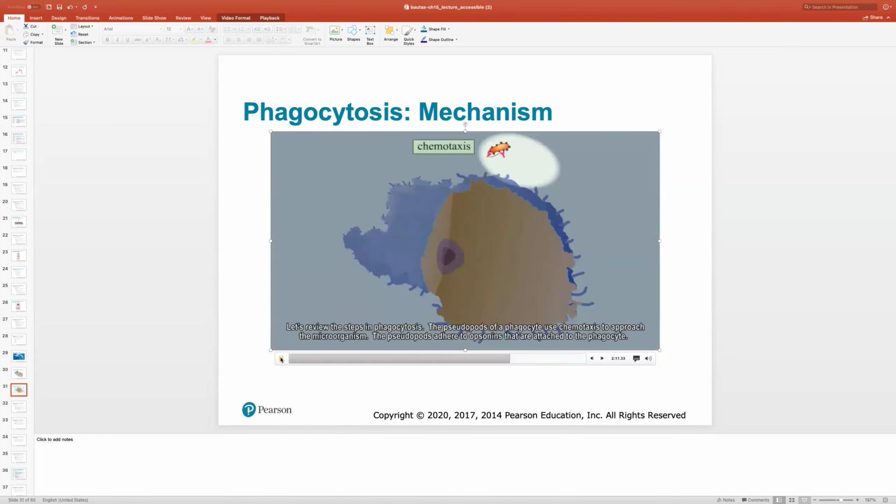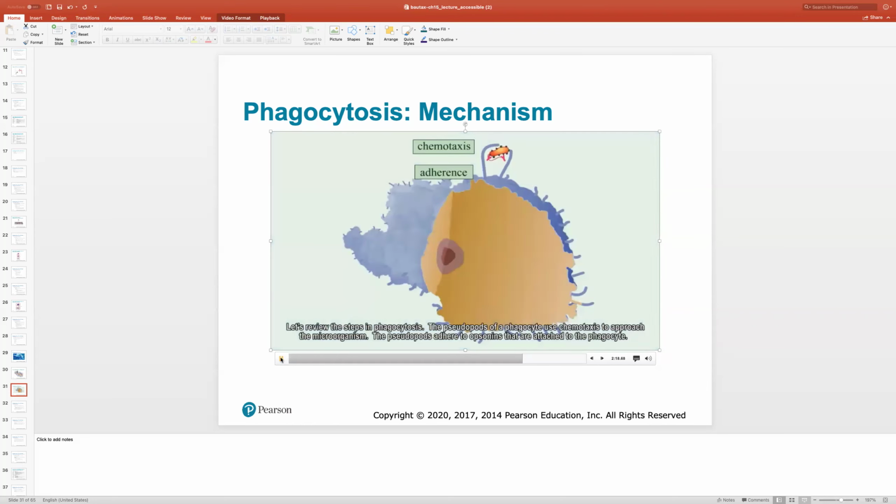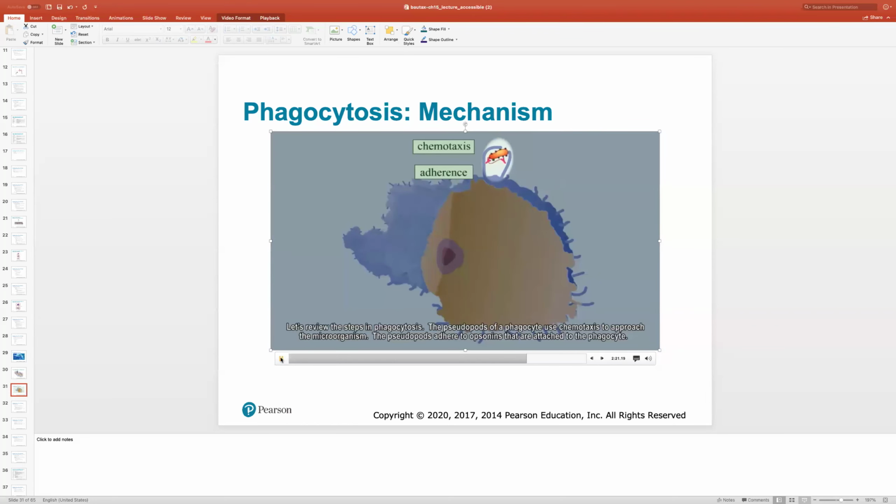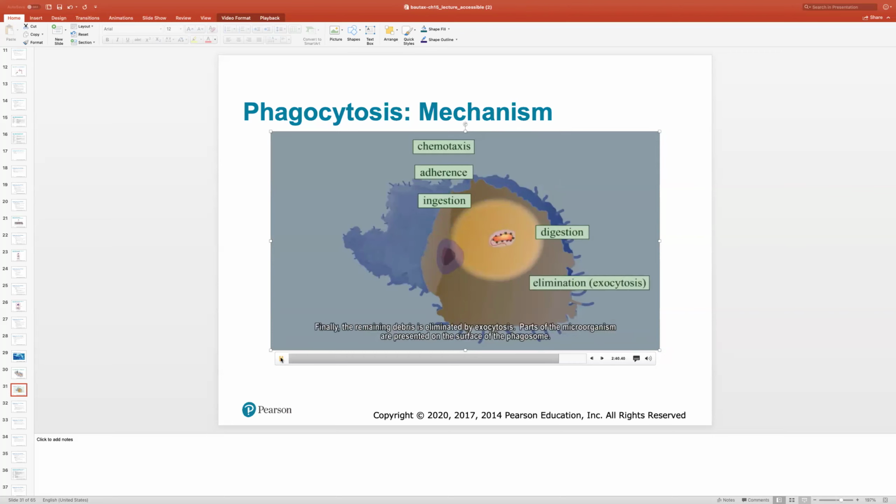Let's review the steps in phagocytosis. The pseudopods of a phagocyte use chemotaxis to approach the microorganism. The pseudopods adhere to opsonins that are attached to the microbe. The microbe is ingested within a phagosome. The phagosome fuses with a lysosome to form a phagolysosome, in which digestive enzymes break apart the microorganism. Finally, the remaining debris is eliminated by exocytosis. Parts of the microorganism are presented on the surface of the cell.